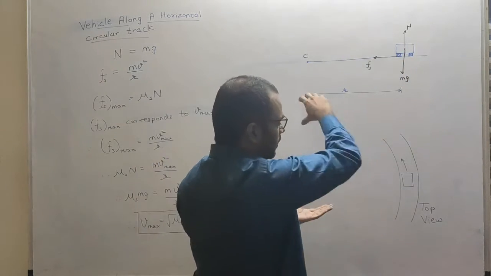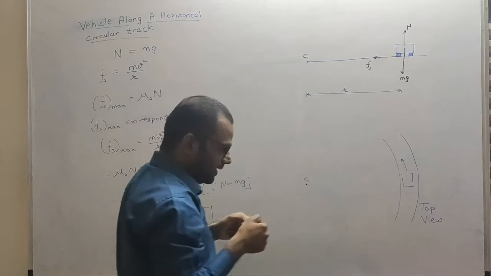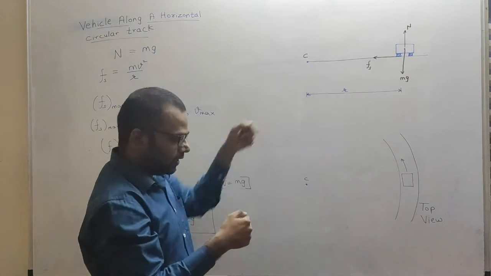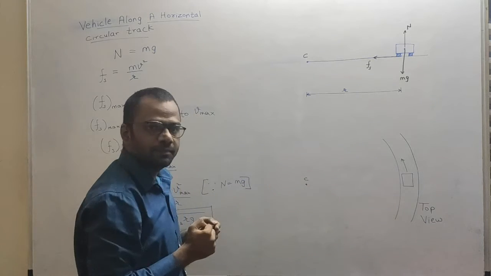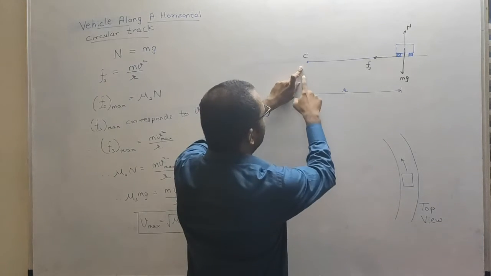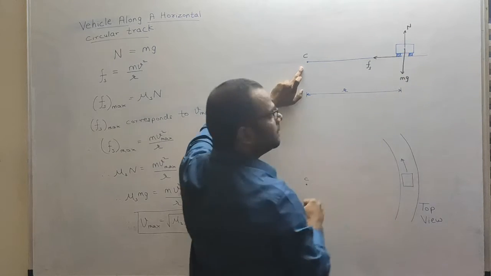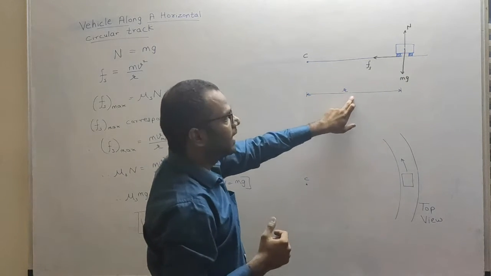Now this circular track will have a certain radius. I have shown the center of the circular track. The radius will be measured from this center to this point below the center of mass of that vehicle. The radius will be r.